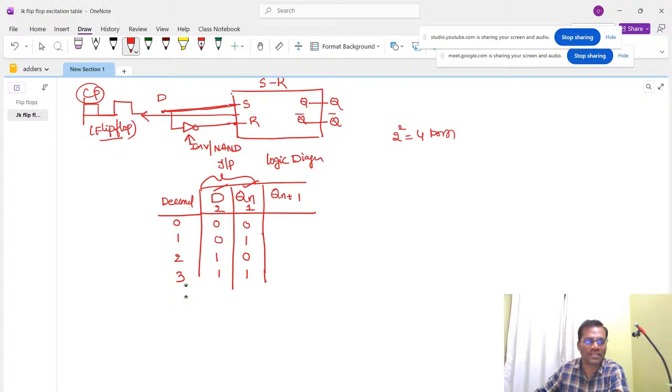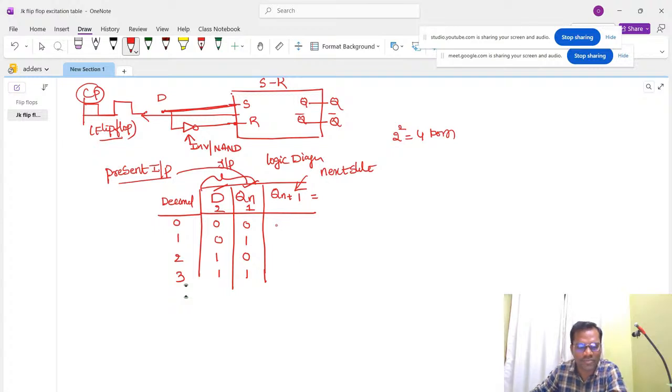Okay, so now see here, we will do the derivation. Qn plus 1 is called the next state of the flip-flop, and Qn is called the present state or the present input of the flip-flop. Qn plus 1 is the next state, or the output. We are going to get it as D. So the Qn plus 1 value is D.